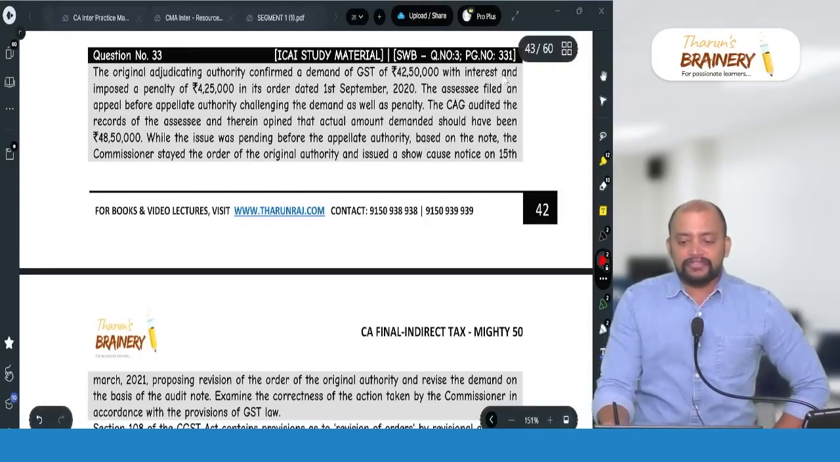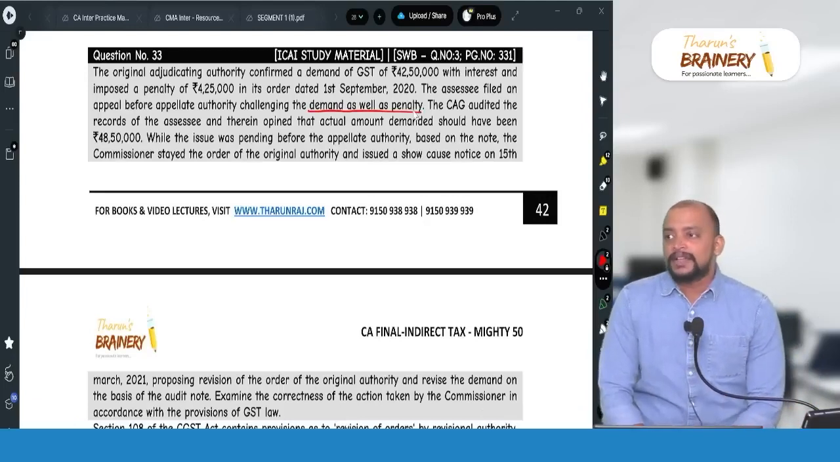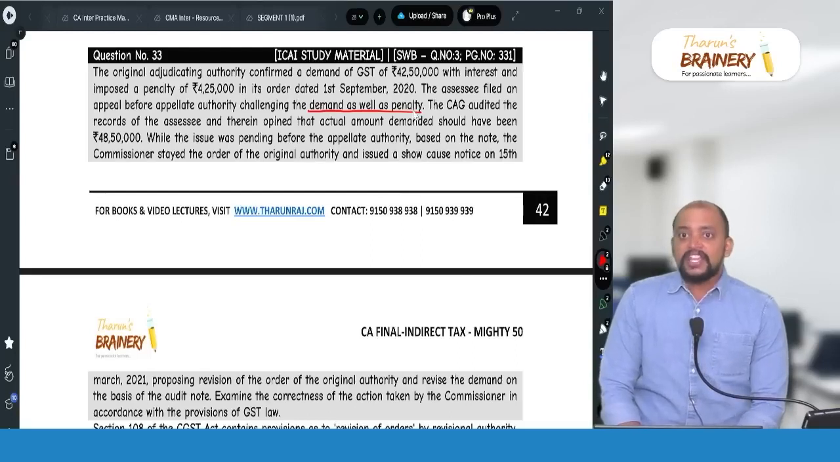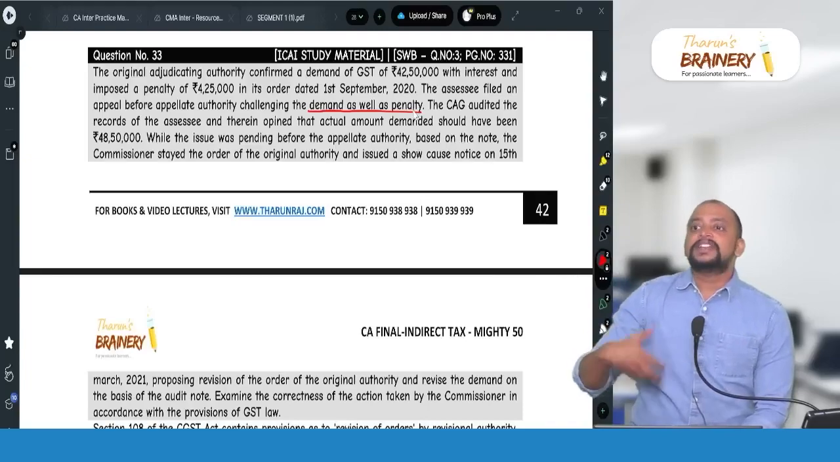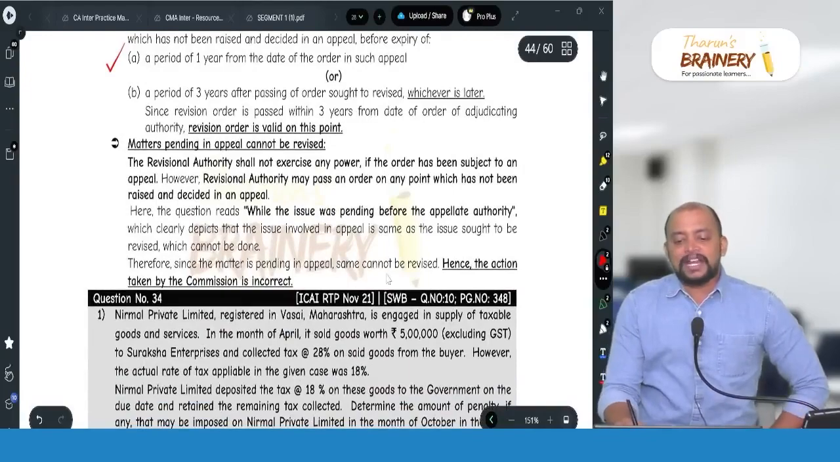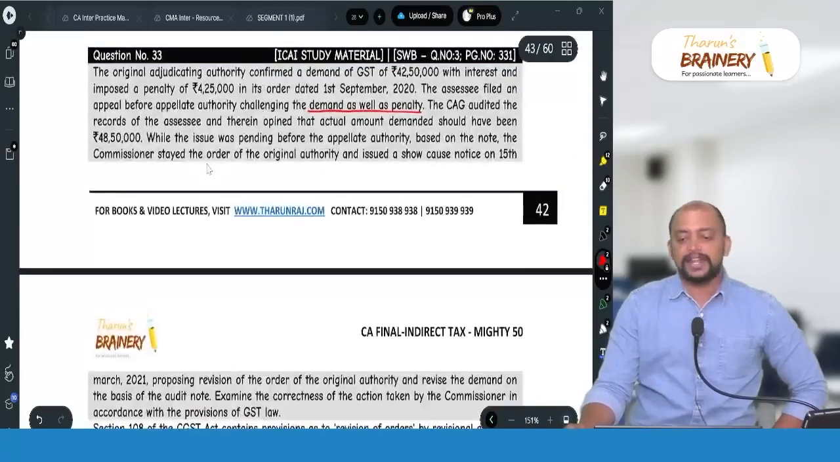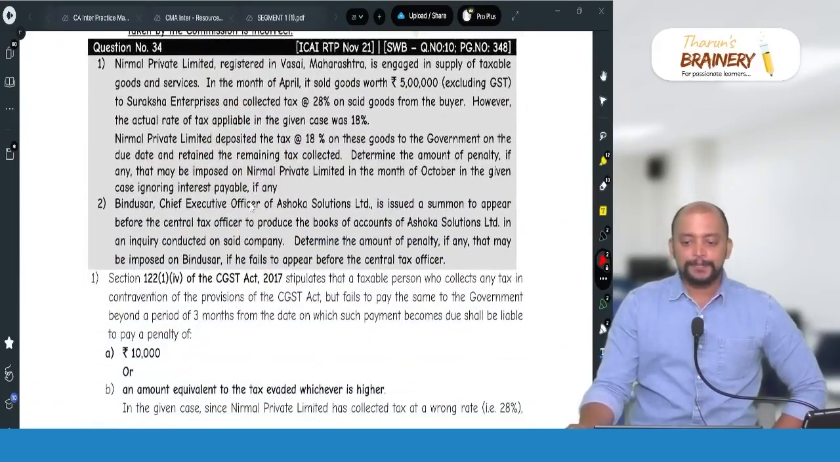Demand order 42,50,000, the SSE filed an appeal before the appellate authority challenging the demand as well as penalty. Means the entire order is in appeal. When the entire order is in appeal, then the revision authority cannot initiate revision. If part of the order is under appeal, then for the remaining part of that order, the revision authority can initiate revision. So, in this case, the matter is pending in appeal, the same cannot be revised, hence the action taken by the commissioner is incorrect. It's a very good question. It is given in the ICAI study material, not yet tested in exam. So, mark it as very important.